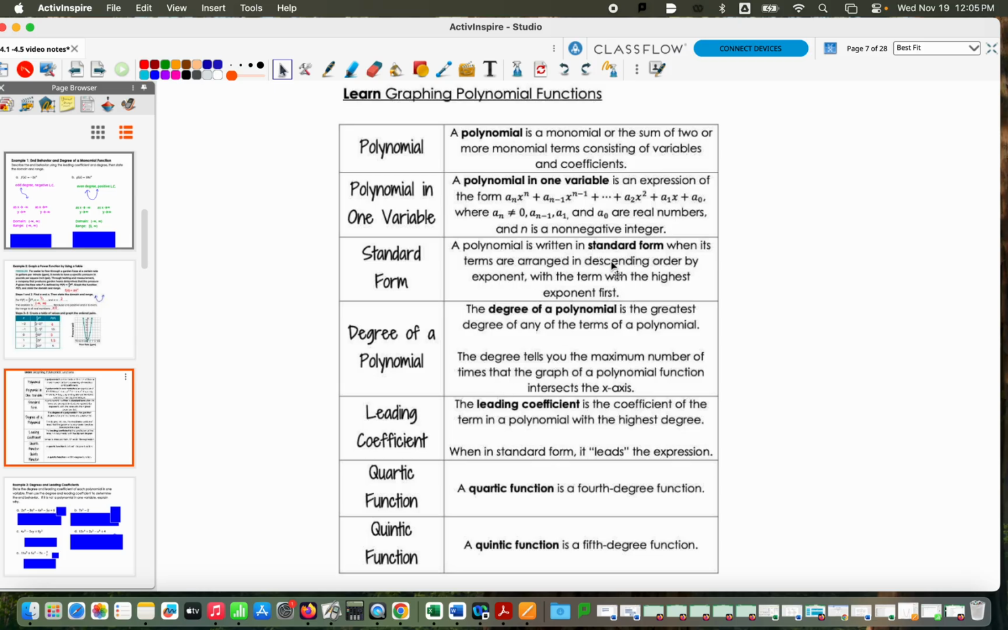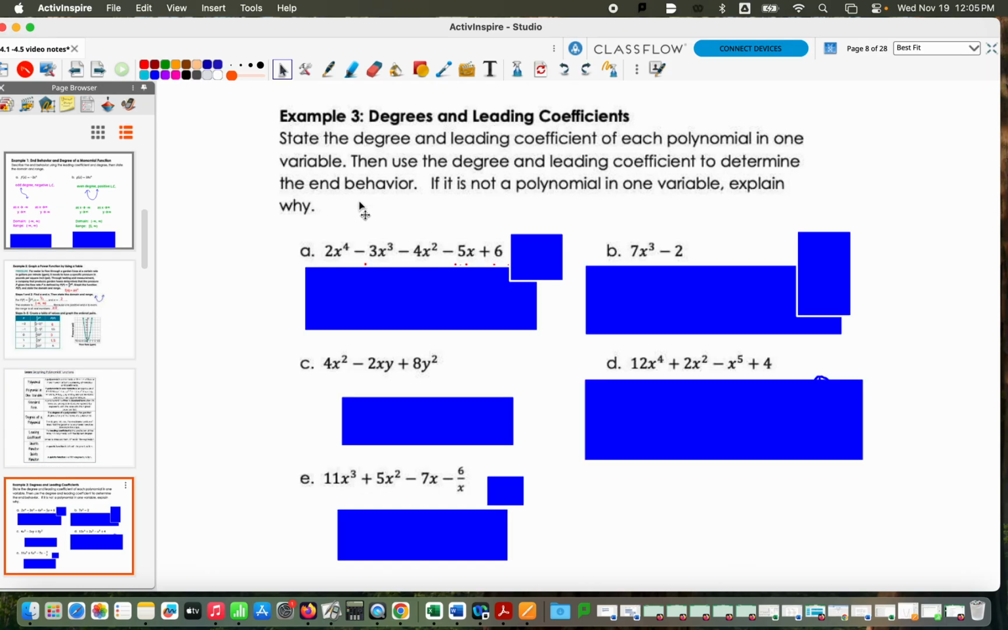Standard form means we want to arrange them in descending order, so highest power first, then down from there. Polynomial in one variable is what we're talking about. All this stuff, a x to the n, all that. Basically, n is a non-negative integer. n is different powers, as you can see in some of these examples here. Like here we've got x to the fourth, x to the third, x squared, x to the first, or just x, and then a constant there.